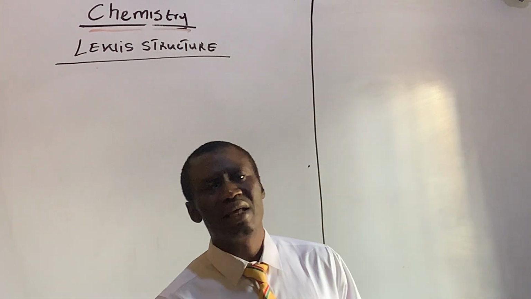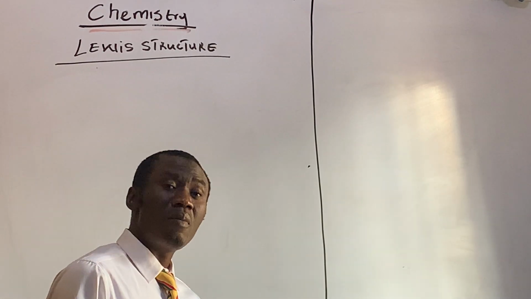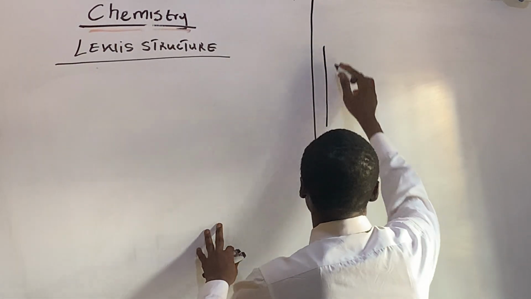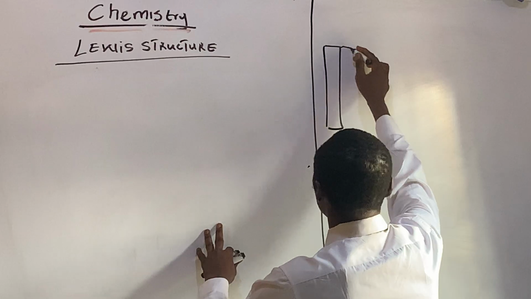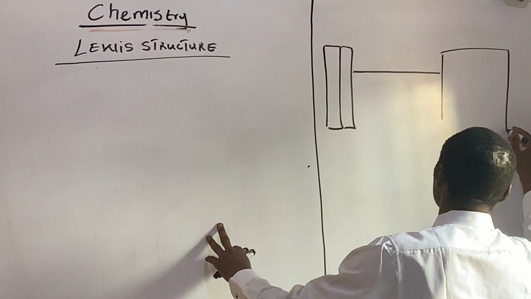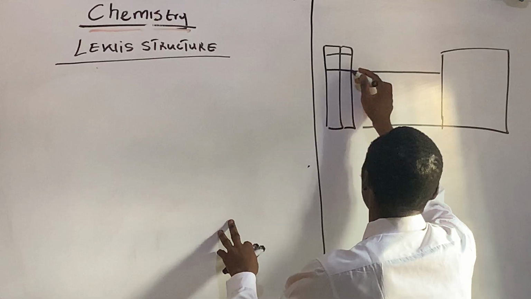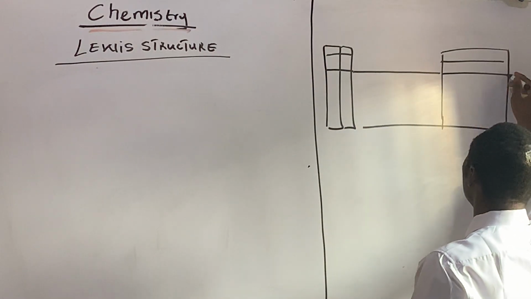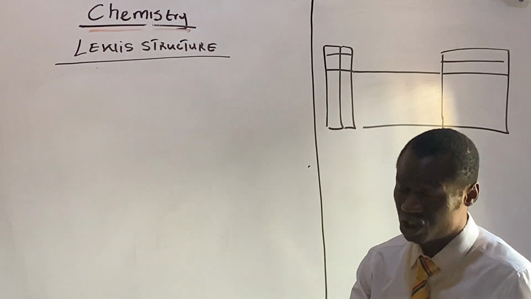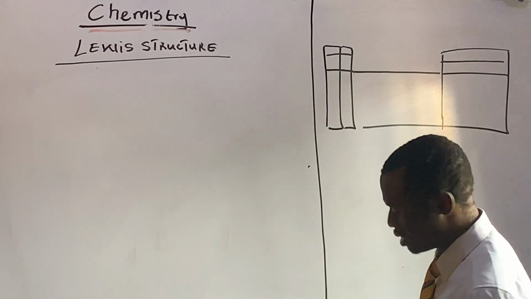In this video, we want to learn how to draw the Lewis structures of atoms of elements and compounds. Before you begin to draw the Lewis structure of an atom of an element, you must have an idea of the periodic table. From the periodic table, we can get the number of valency electrons in every atom of an element. Valency electrons are simply the number of electrons an atom of an element is willing to share, lose, or gain in order to become stable.